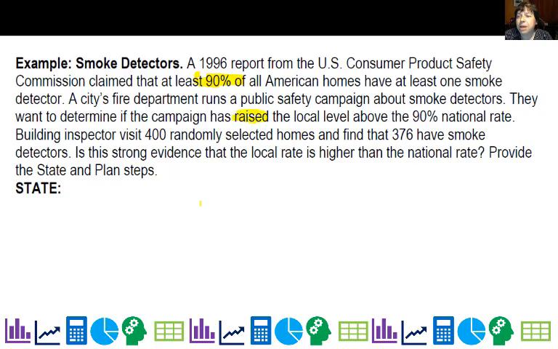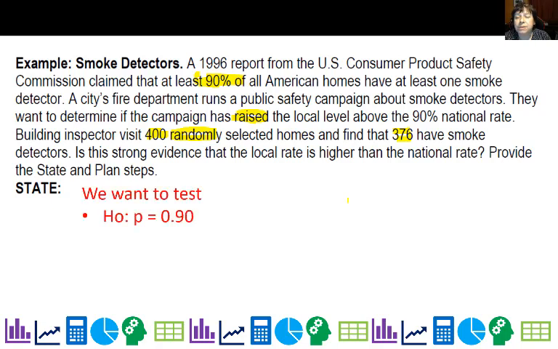He inspected 400 randomly selected homes, and it's important to know there were 400 and they were randomly selected, and finds that 376 have smoke detectors. So that's going to be part of our statistic calculation. Is this strong evidence that the local rate is higher than the national rate? So first of all, let's start with the state steps.